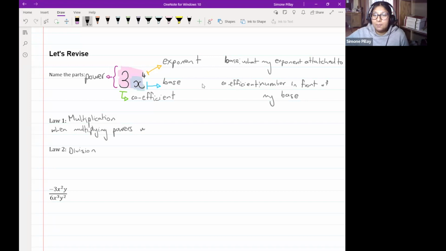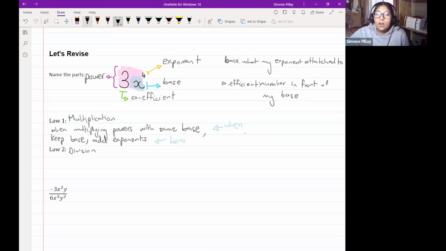When we multiply powers with the same base, what do we do? I keep my base the same and I add my exponents. So let's just remember this first little bit of the law tells me when I can apply law 1. The second little bit tells me how to apply law 1.